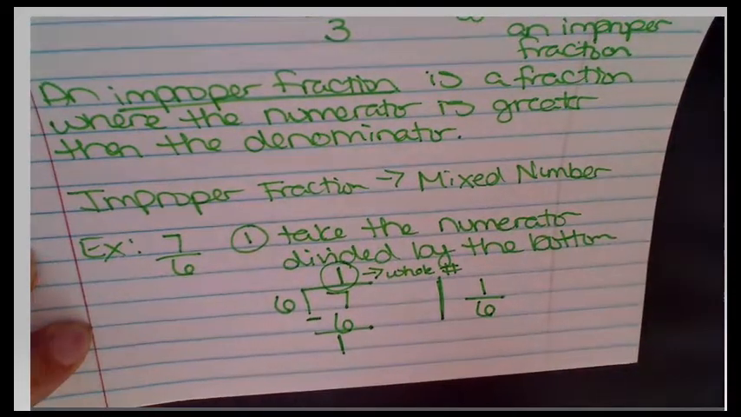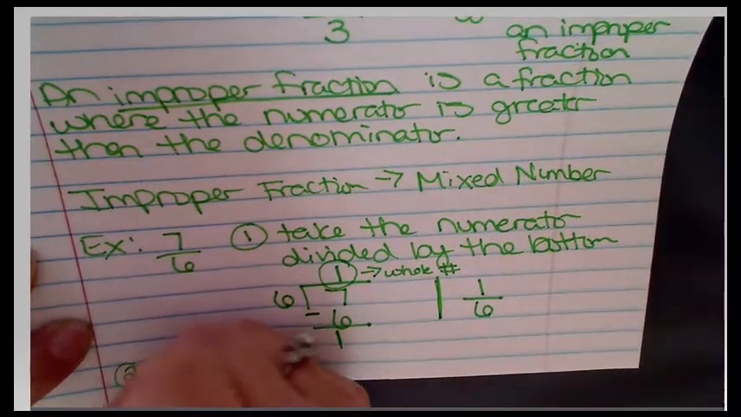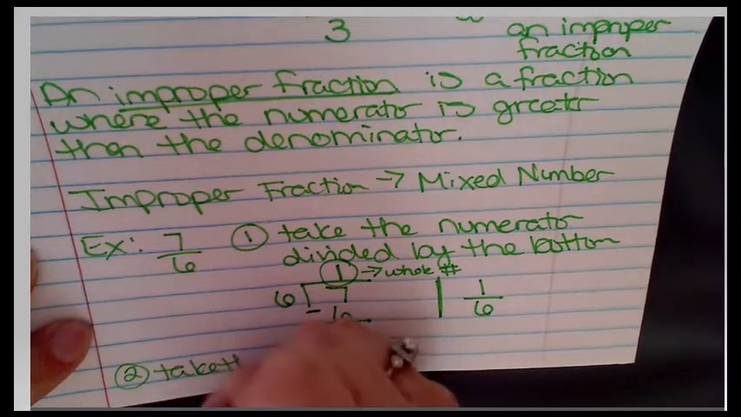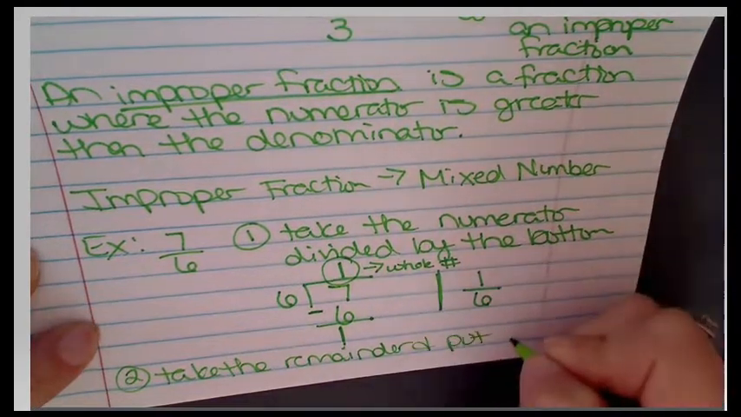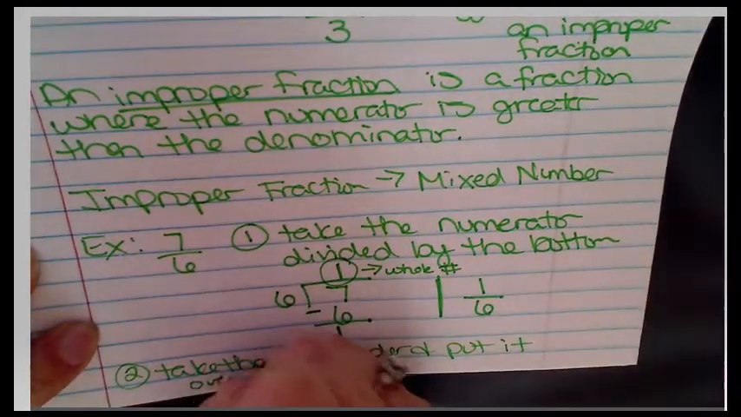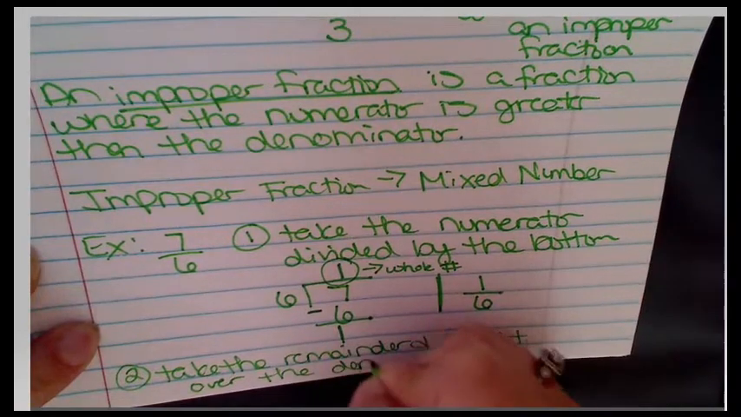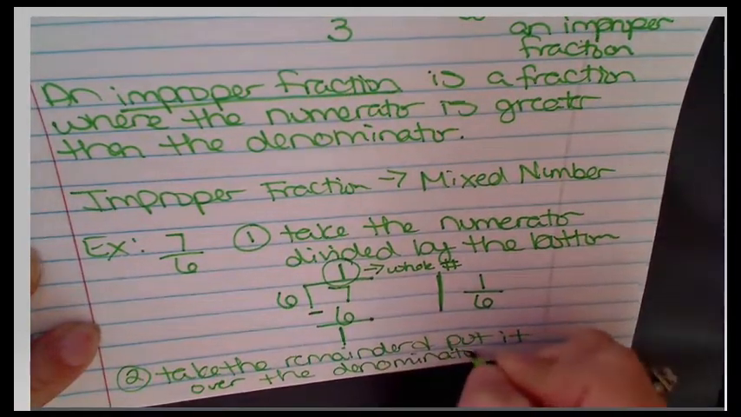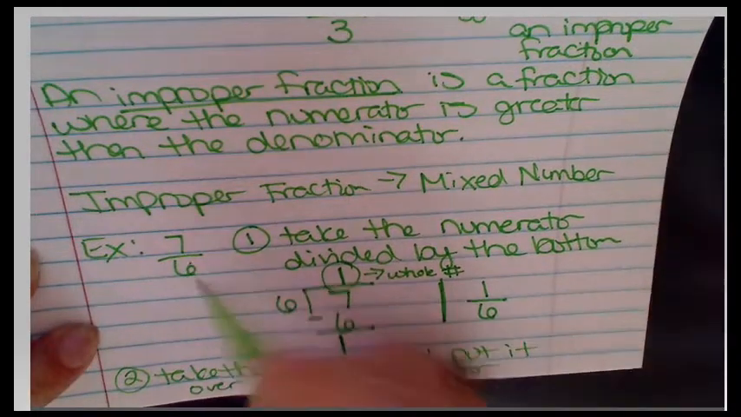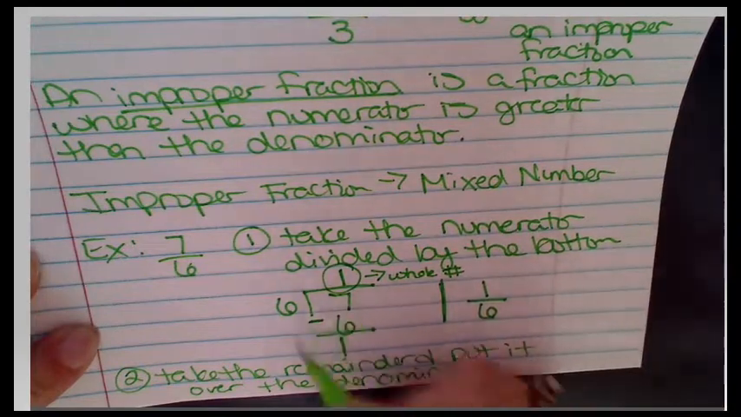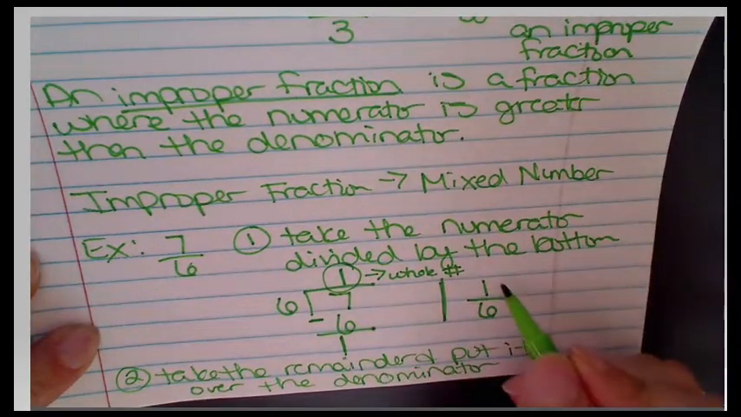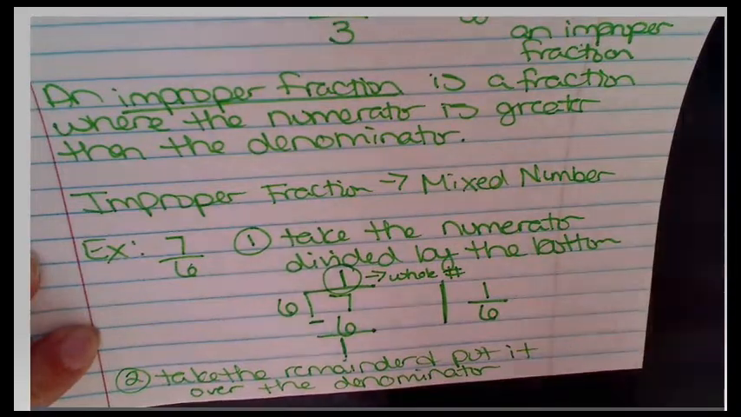So step 2 is take the remainder and put it over the denominator. So 7/6 is the same thing as 1 1/6. And we did that by doing the division, coming up with the remainder and sticking the remainder over our denominator. Let's do another one. I know that might have been a lot to take in all at once, so let's do another example.